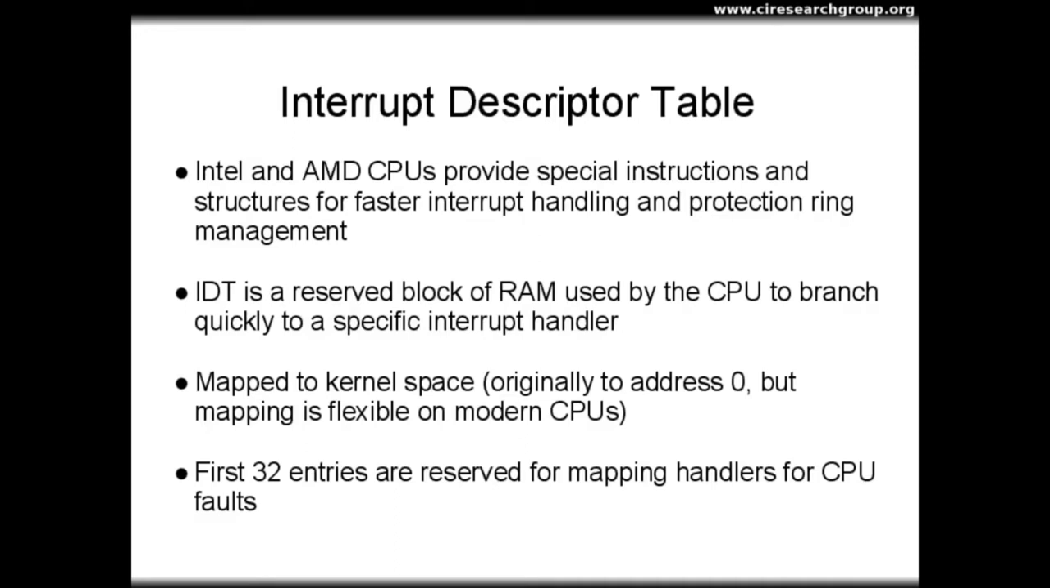This IDT is mapped into kernel space, which was originally beginning at address 0, but this mapping is actually flexible with modern CPUs and can be mapped into other parts of the memory space. The first 32 entries of the IDT are actually not used for interrupts per se, but they're actually used for CPU fault handlers. And then the interrupt vector table part of the data structure begins after the CPU fault handler table.